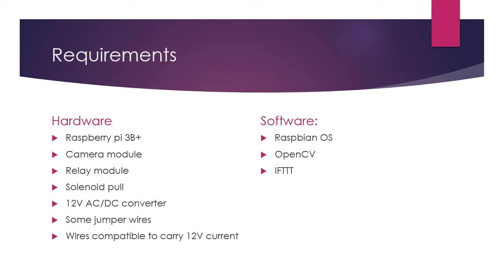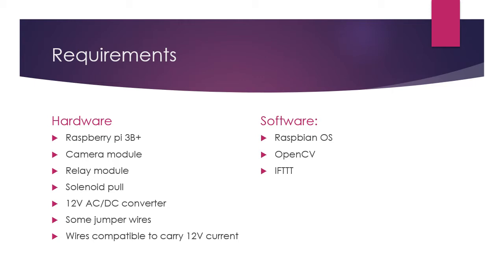So for this project, the hardware requirements are a Raspberry Pi. Actually, I used a Raspberry Pi 3B Plus in this project. A camera module, a relay module, a solenoid pull, a 12 volt AC/DC converter, some jumper wires, and a wire that can carry up to 12 volts of current. So in the hardware, the Raspberry Pi 3B Plus is the main operating system which will operate the whole project. It is the brain of the project.